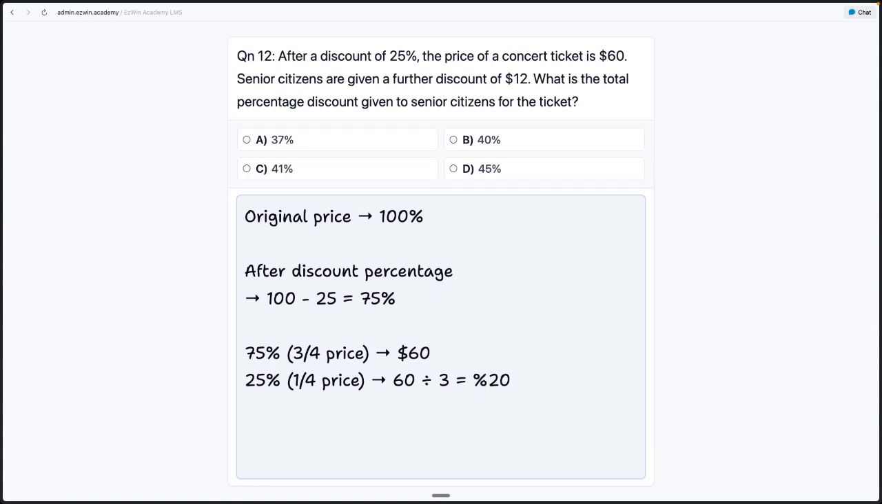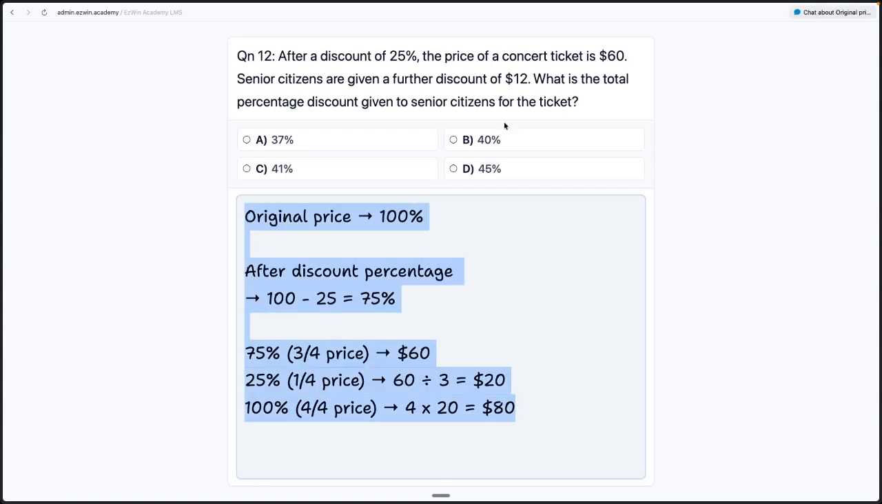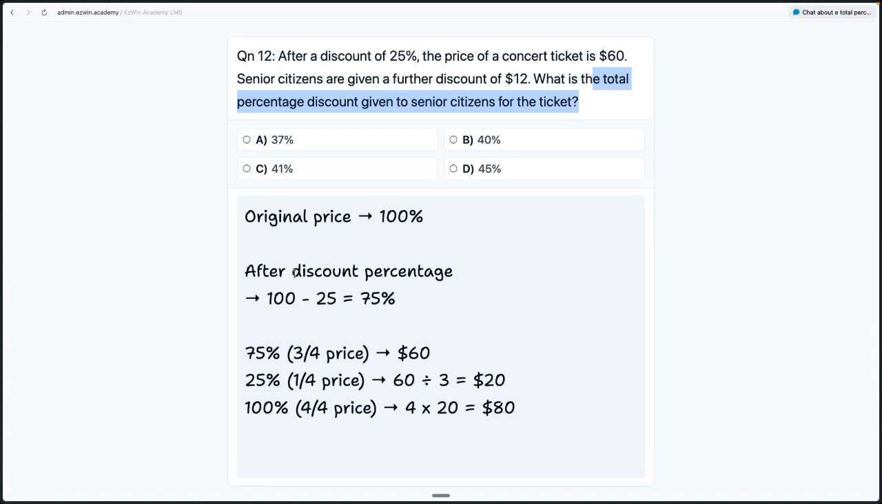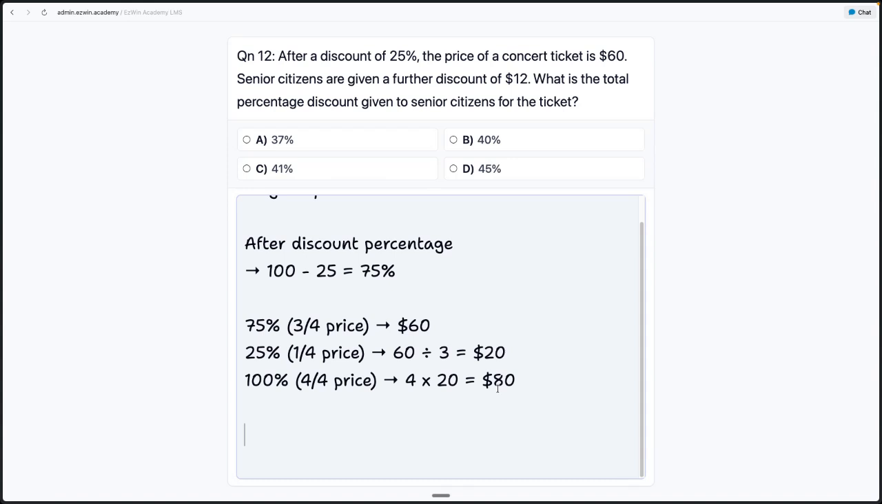And then from here you can get the full price, which is 100%, which is equal to 4 out of 4 price, and this will then be 4 times 20, which is $80. So why do we want to get the original price? Because we want to get the total percentage. So we want to get the original price and then get the discounted price. Now we know the 100% is $80.